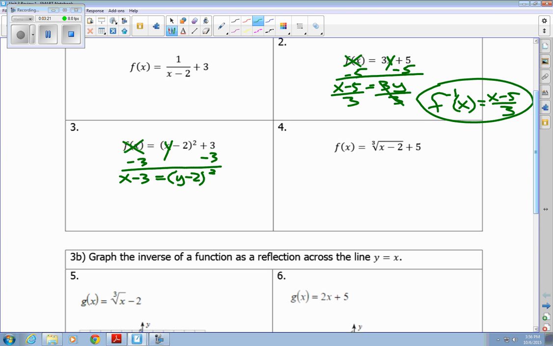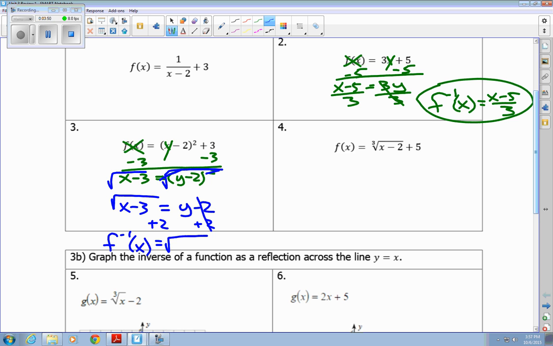And then the next thing to uncover the y operations-wise would be to take care of the square, which the opposite is the square root. So we have the square root of x minus 3 equals y minus 2. Let's add 2. And I'm actually going to take the y and move it over to the other side just to make it look a little nicer, because usually we start out with y or f of x. So we have inverse of f of x equals square root of x minus 3 plus 2.